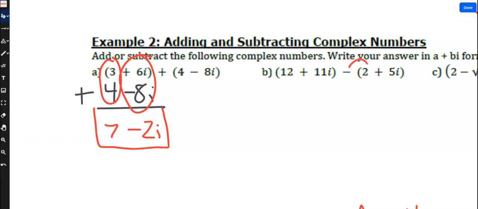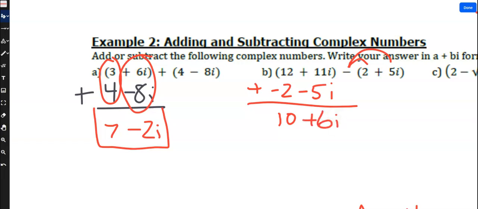Now, the next one, subtraction, I'm going to distribute the negative, and I'm going to change it from subtraction to addition because you guys do much better with addition than you do subtraction. So, negative 2 and a minus 5i. And now I have changed this to addition, and I'm back to the same thing I did on the previous question. 12 plus negative 2, 11 plus negative 5i. So, positive 6i.